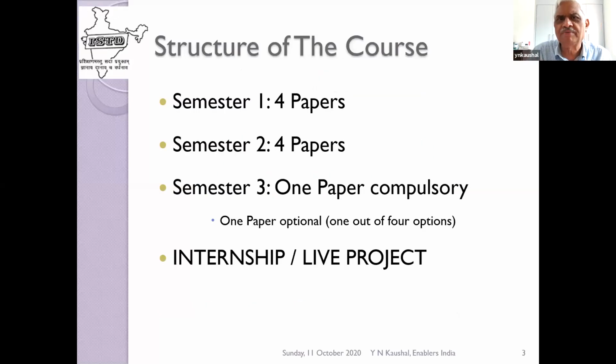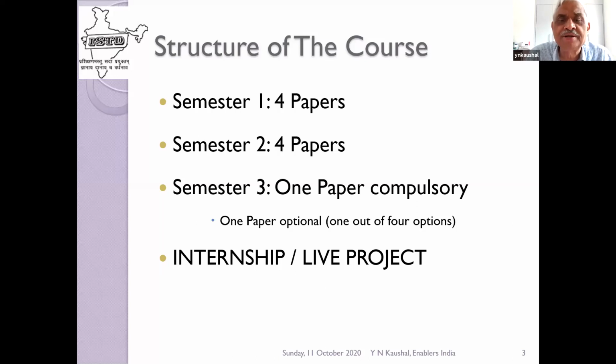From the brochure you have come to know that we have four papers in semester 1 and four papers in semester 2. In semester 3, we have two papers. One paper is compulsory, and one paper is optional, to be taken out of four options. Currently, we are offering two of the four options. Going forward, if there is a change, we'll see.